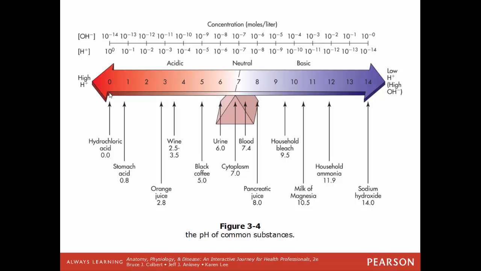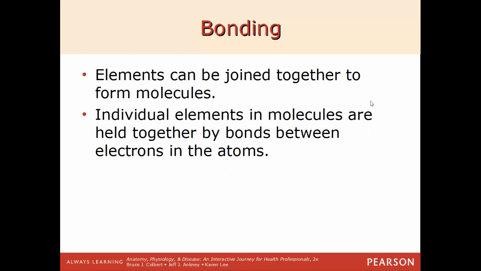So pH of 0, very strong acid. pH of 14, very, very strong base. Our elements can be joined together to form molecules. And individual elements and molecules are held together by bonds between electrons in the atoms. And that's why some elements will be quick to lose electrons. Some elements are quick to gain electrons. It's all about how elements join together and form bonds, which will form molecules.